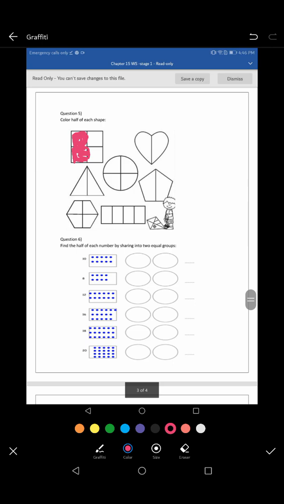Here I will shade this one, the pentagon. I will solve it. Now here, how many equal parts do we have? We have 2 equal parts. Now from each 2 I take 1, so I'll just color 1 here. So half of 2 is 1. Good job.